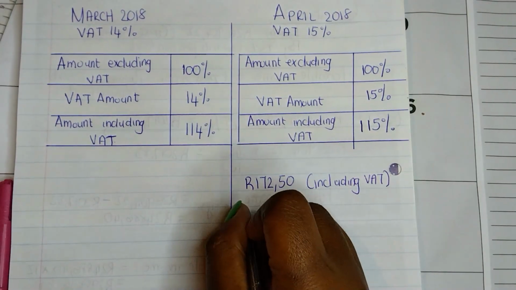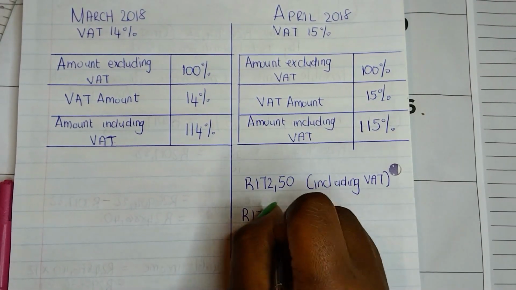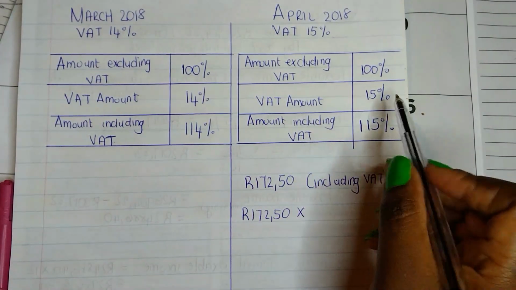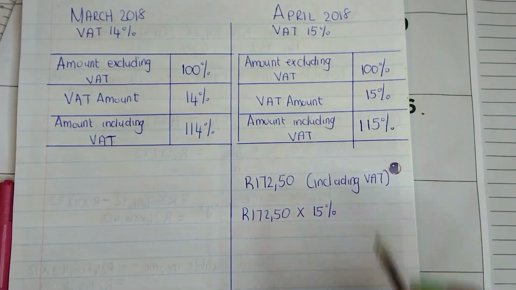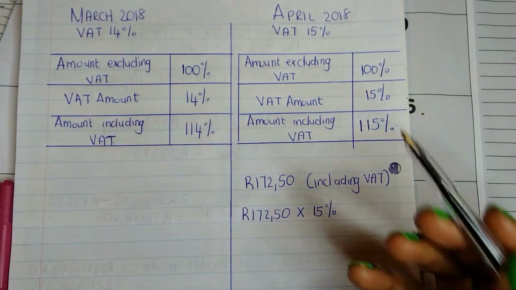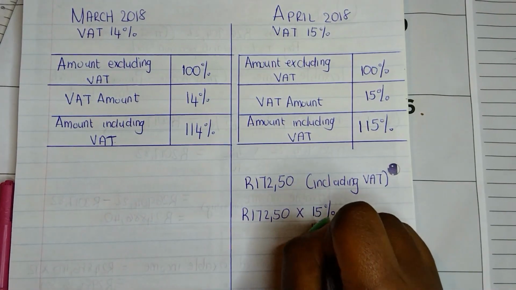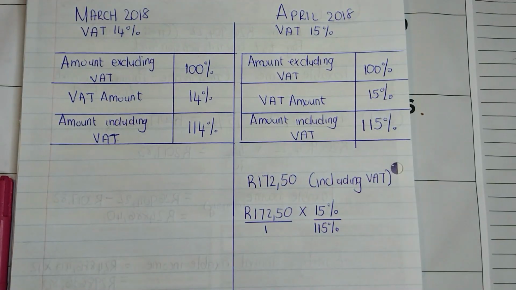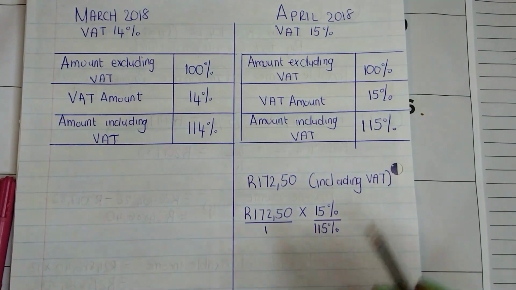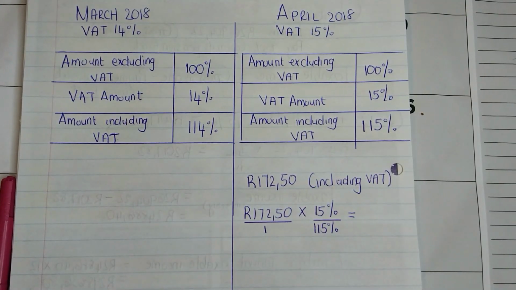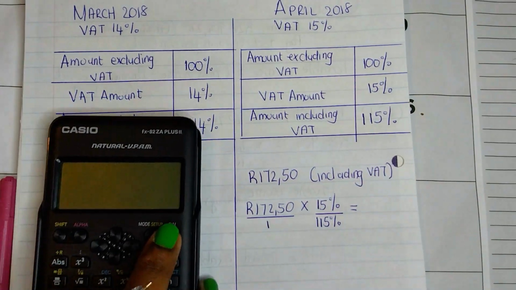So we're going to take that 172 Rand 50 multiplied by what do we want? We want the VAT amount, so we want 15%, divided by what do we have? We've got the amount including the VAT, which is 115%. So that's the same as 172.50 divided by 1 multiplied by 15% divided by 115%. You can see that the percentages will cancel. So from here, we will get our VAT amount.